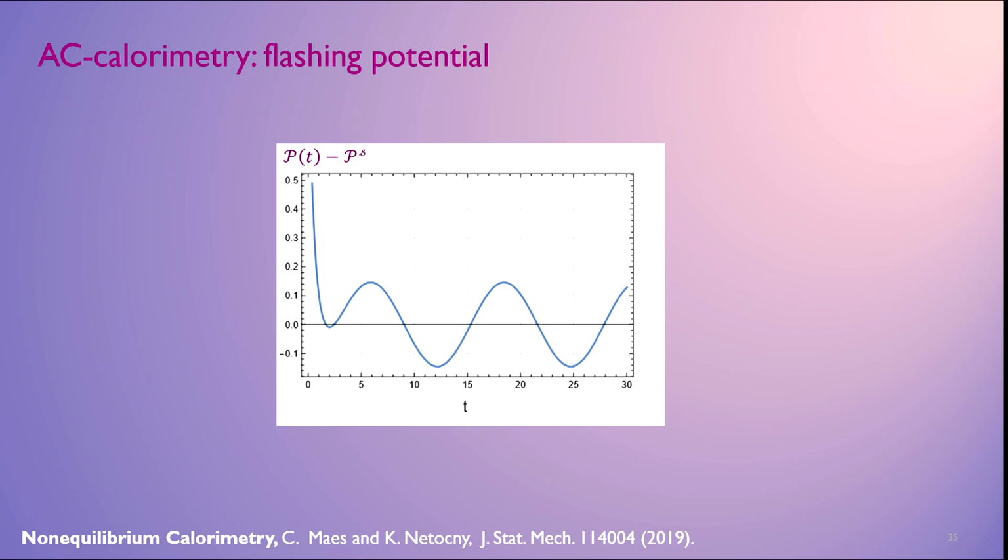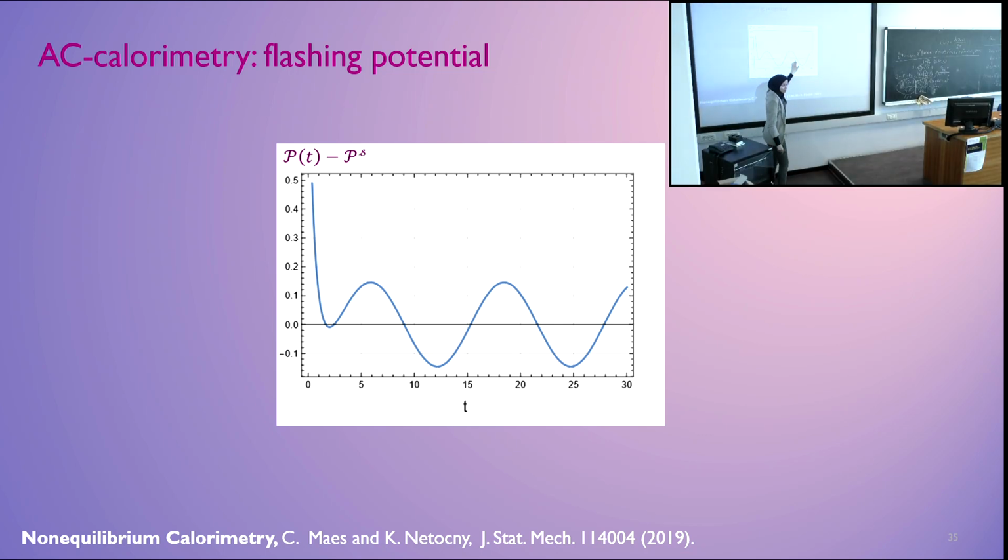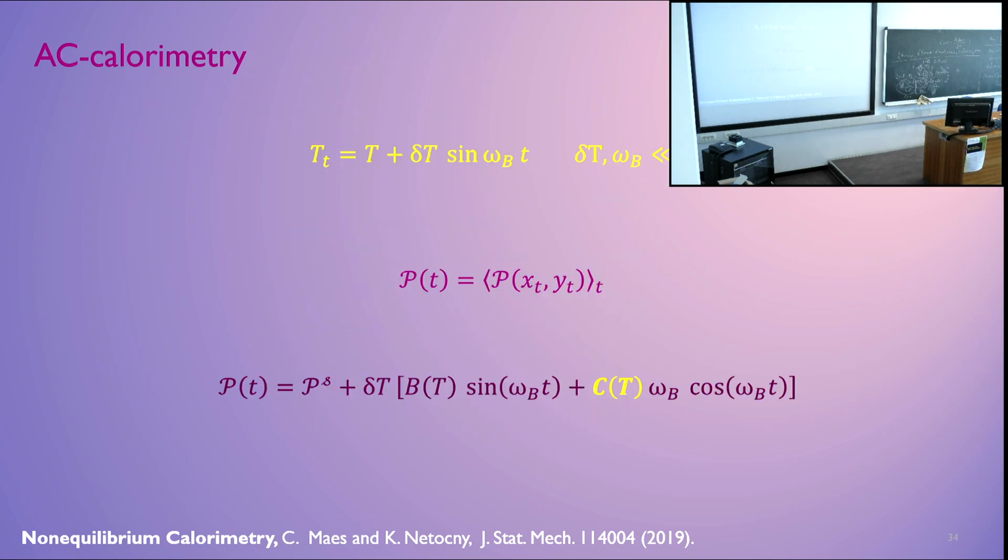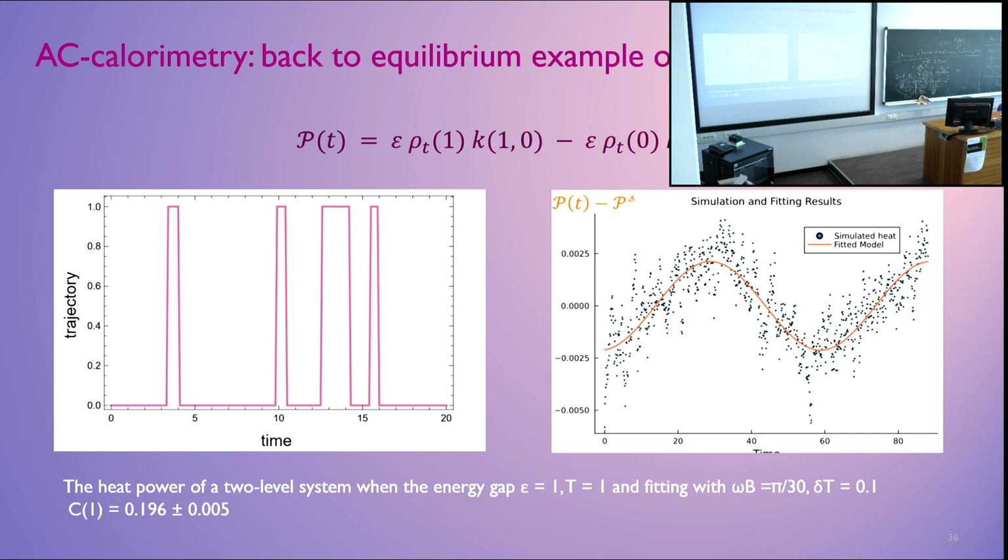If I, for example, for the flashing potential, plot the heat power, because the temperature is changing during the time with a sinusoidal wave, the heat power also, after it gets to the steady state very fast. You see, it doesn't behave very nicely. And then we just look at, do you remember the formula? We just look at the cosine coefficient of the Fourier expansion. Okay? And this is just the heat capacity that you can obtain.